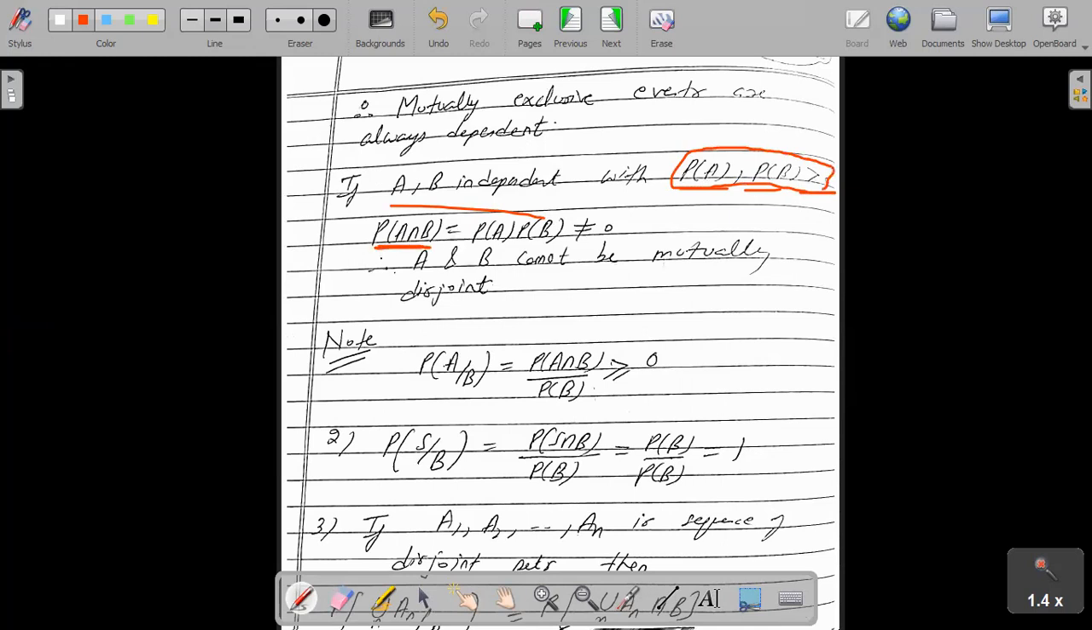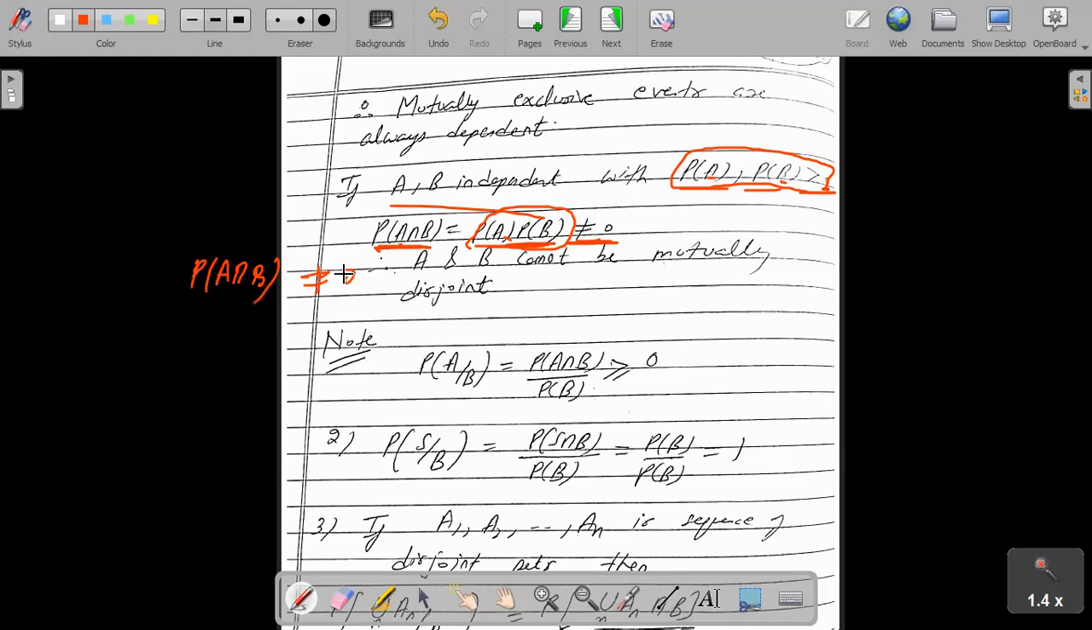Probability of A intersection B, हमें पता है क्या होती है? Probability of A into probability of B. So probability of A and probability of B are both positive, so इसका मतलब ये product कभी भी zero नहीं होगा. So you see this product cannot be zero. So it means probability of A intersection B cannot be zero.